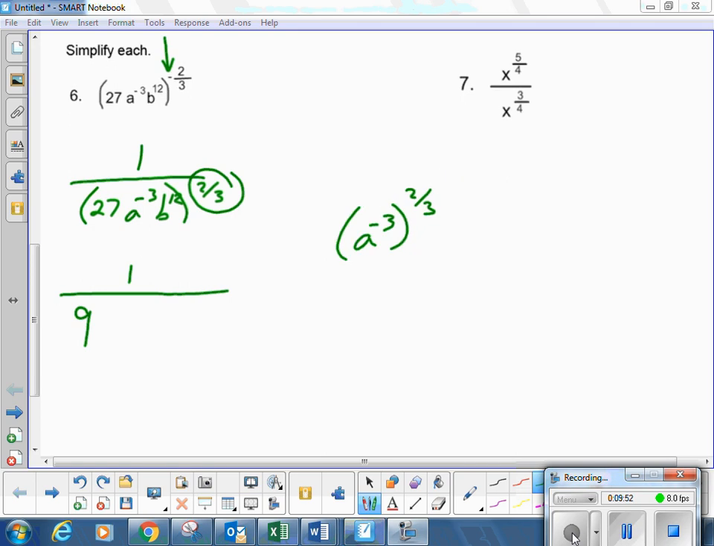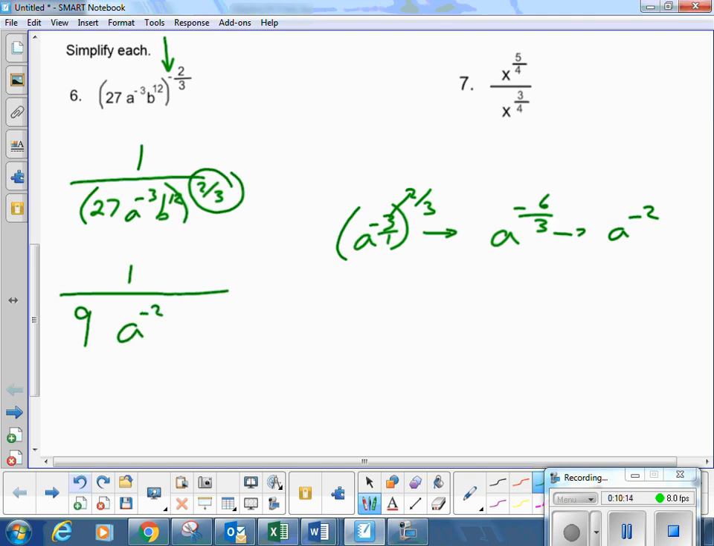As far as the a goes, I have a raised to the third power, and then it is raised to the two-thirds power. So remember, in this situation, I'm going to multiply my exponents. So I'm going to end up with a, and when I multiply these two fractions, I've got negative 6 over 3. Remember, I'm doing top to top, bottom to bottom. So that all becomes a big negative 2. So that's what happens to my a. It's a to the negative second power.